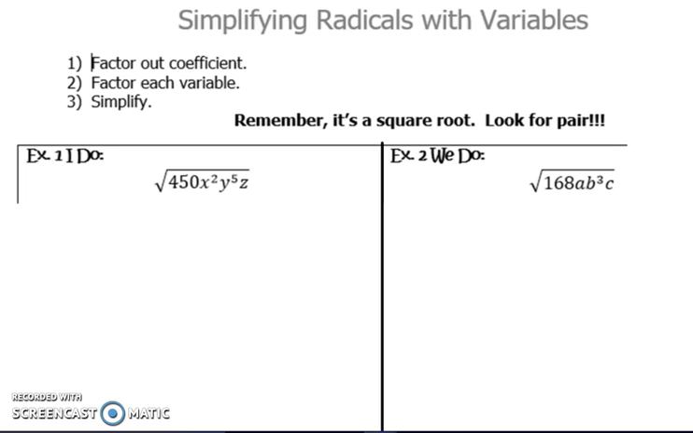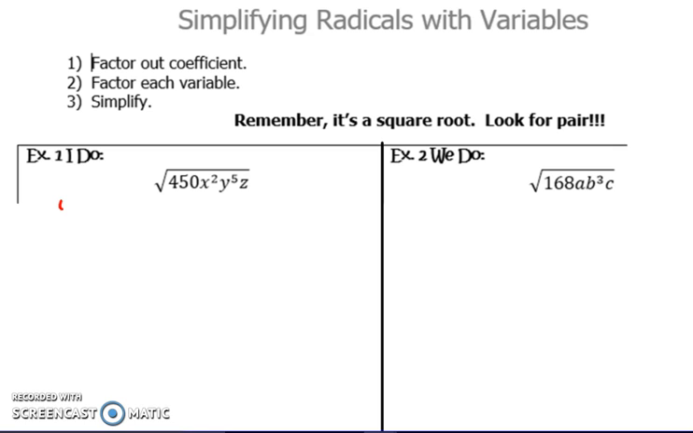Now, when we simplify radicals with variables or square roots, first we want to focus on our coefficient. Then we're going to simplify the variables. The big thing you need to remember, when we do square roots, this goes back to numbers from the beginning of the year when we would find the square roots. You need to be able to take out pairs.